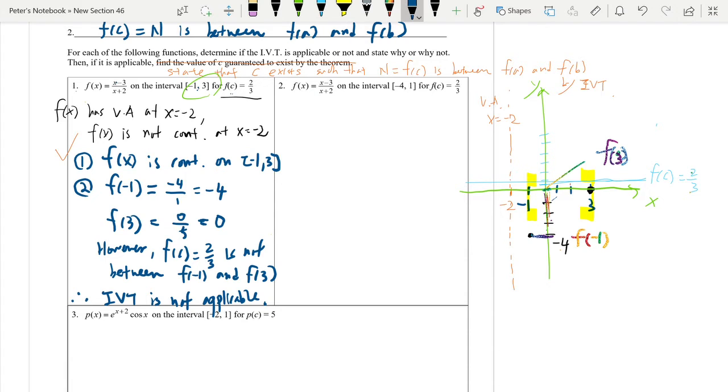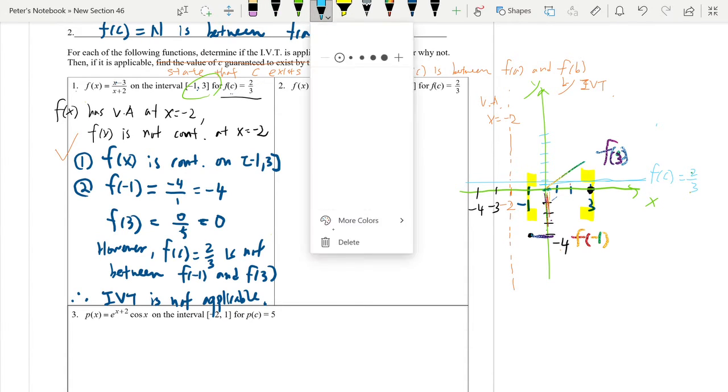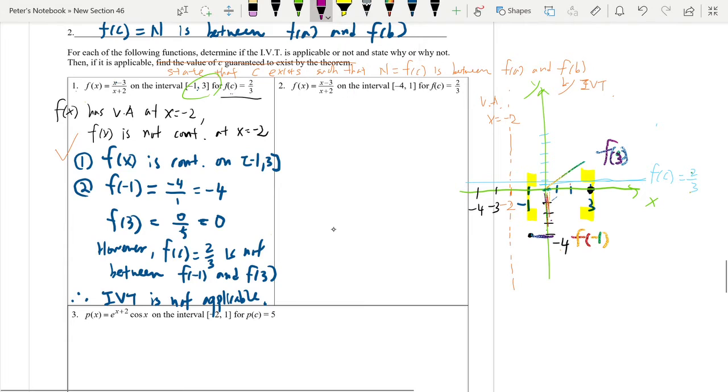All right. Let's look at the number 2 case here. Same function, but different interval. Now we're looking at negative 4 to 1 here. So this is negative 3 and negative 4 and 1 there. So this time we're looking at this interval, negative 4 to 1. Okay.